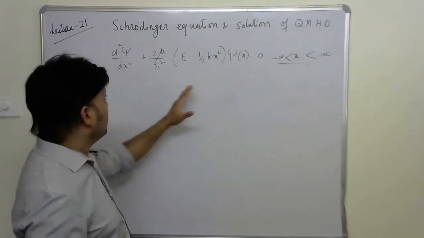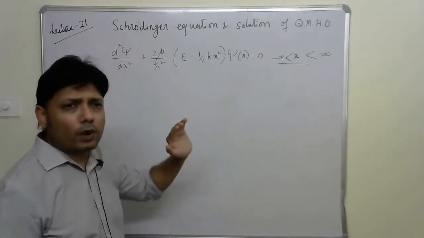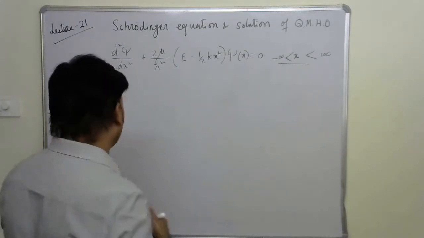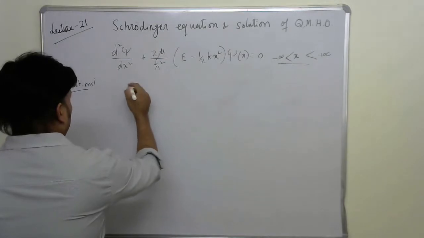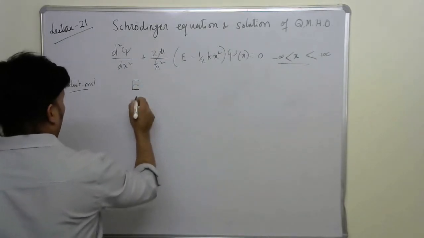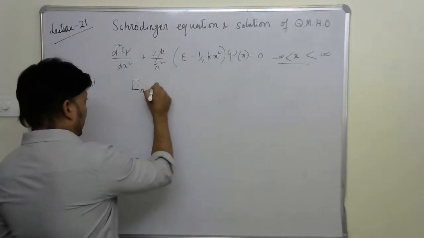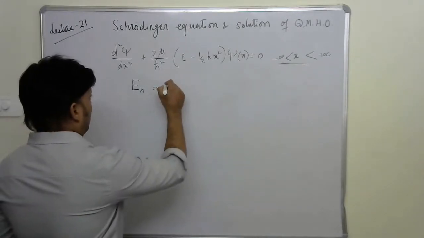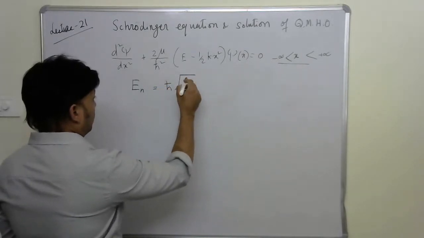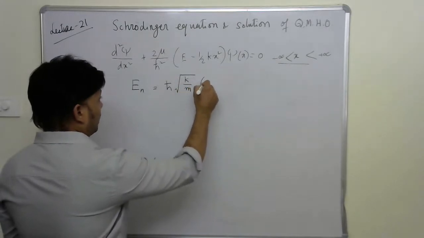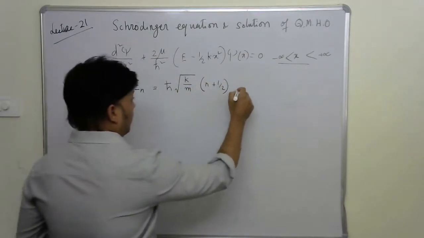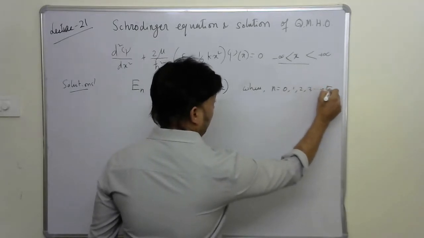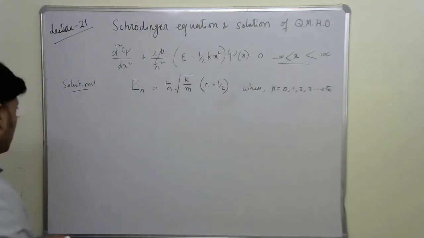If we solve this equation, we will get well-behaved finite functions, or wave functions, as solutions of this Schrodinger equation, and that would give us that the energy of the harmonic oscillator depends on n, and it is given as En is equal to h cross root over k by m, multiplied by n plus half, where n is equal to 0, 1, 2, 3, etc. and n can go up to infinity. All right.